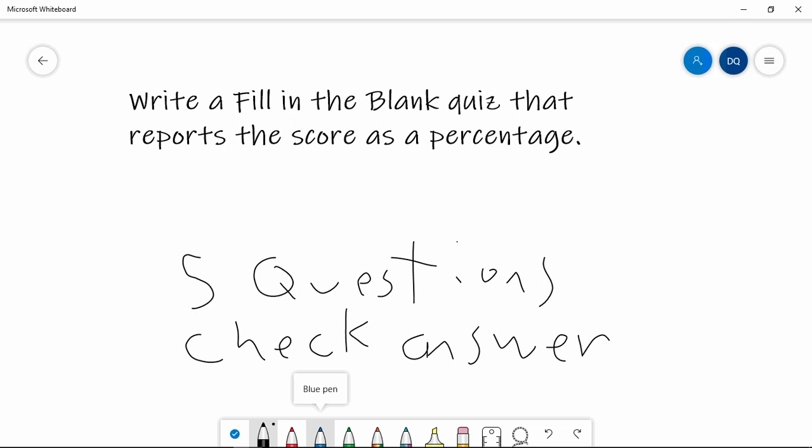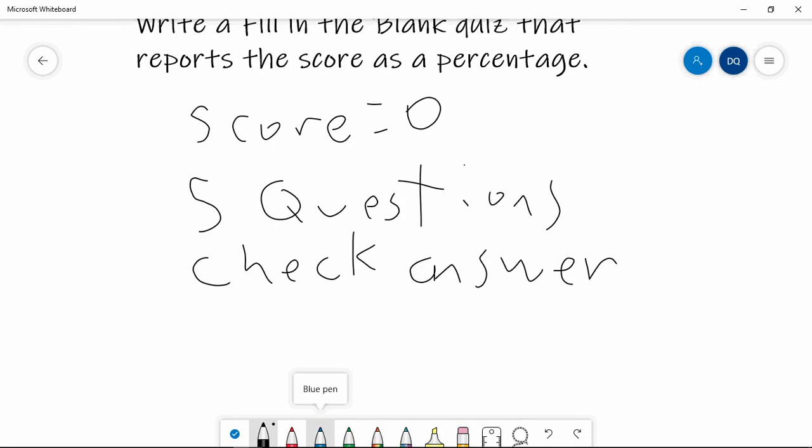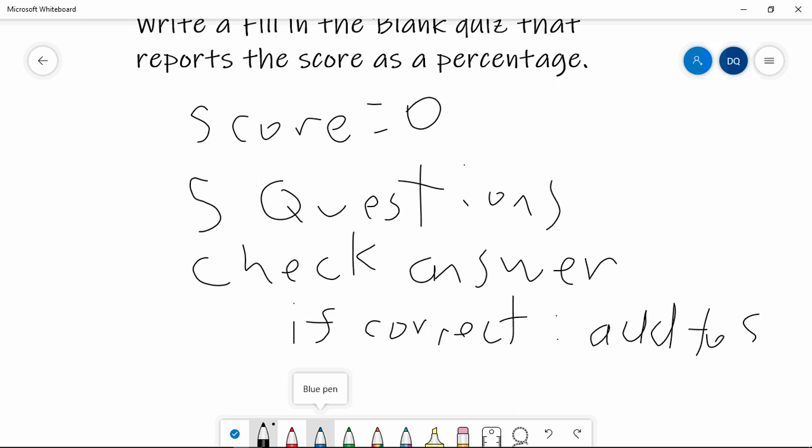Now, before we ask any questions, we have to establish our score as 0. So before writing anything, they have a score of 0. We're going to ask 5 questions, check the answers, and if a particular answer is correct, then we're going to add to score.